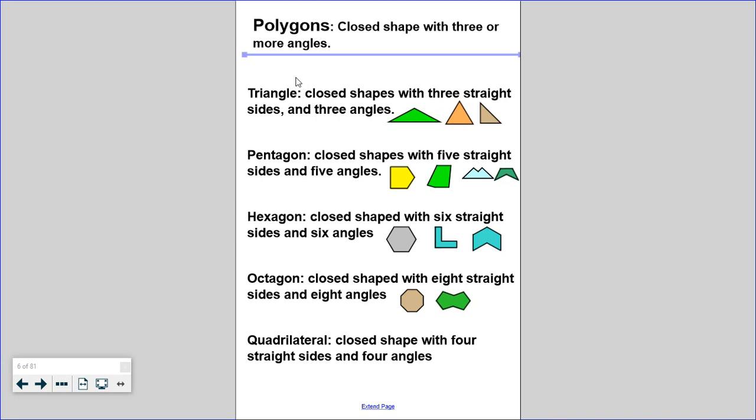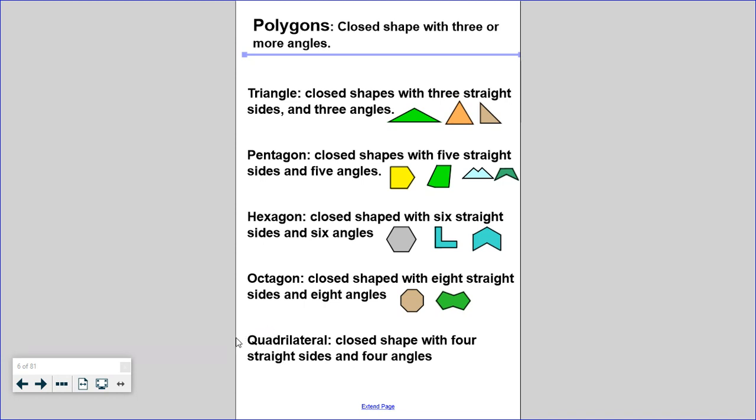So first, we have polygons that are triangles. Triangles are polygons with 3 straight sides and 3 angles. Here's some examples of triangles. Pentagons are polygons with 5 straight sides and 5 angles. Hexagons are polygons with 6 straight sides and 6 angles. So here's some of those. Octagons are polygons with 8 straight sides and 8 angles.